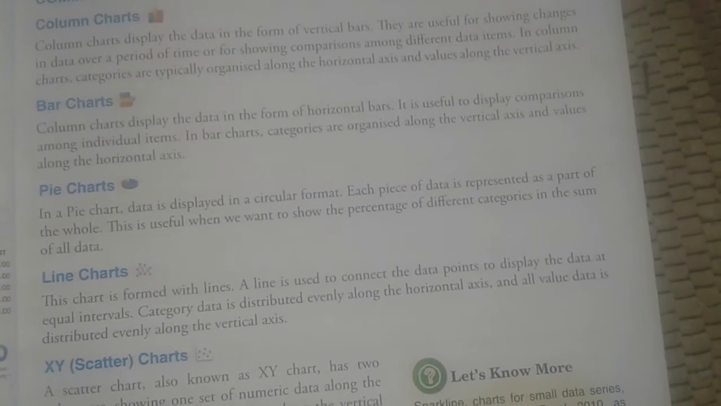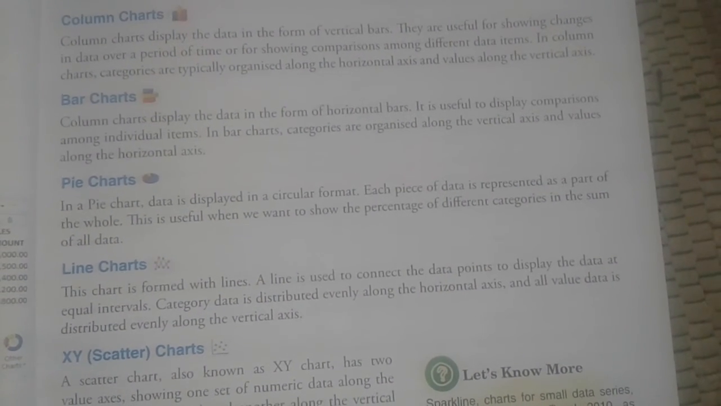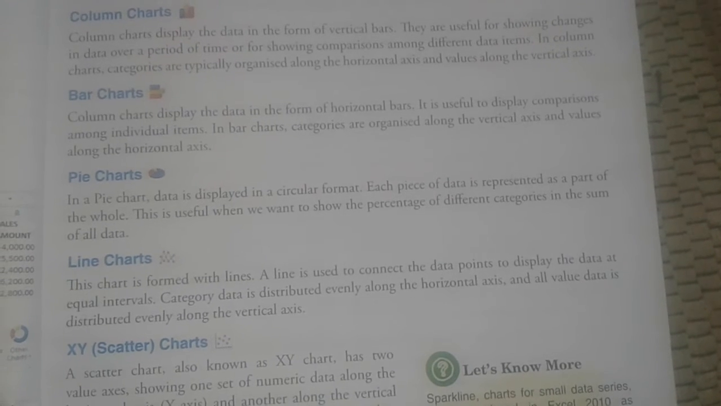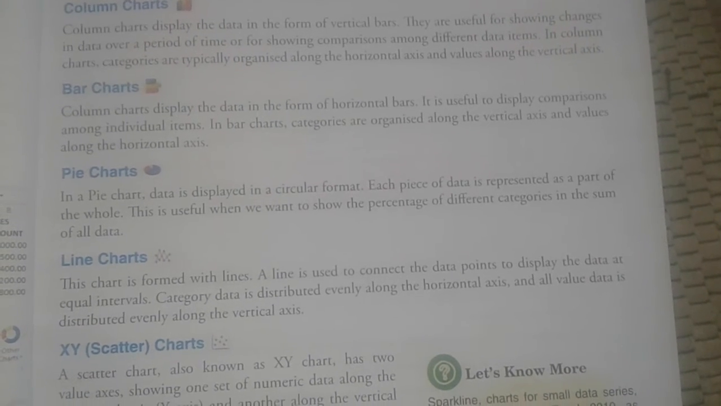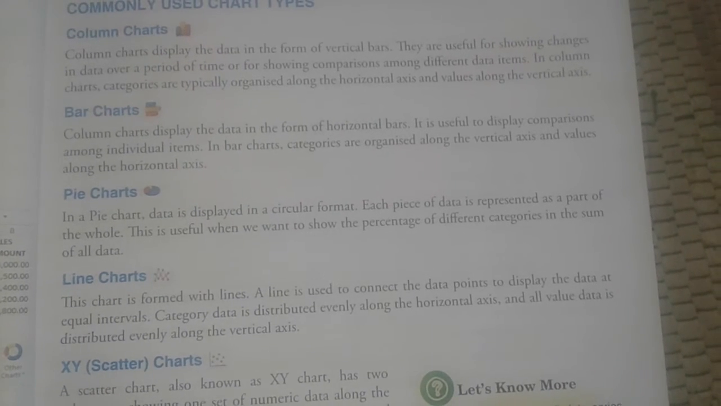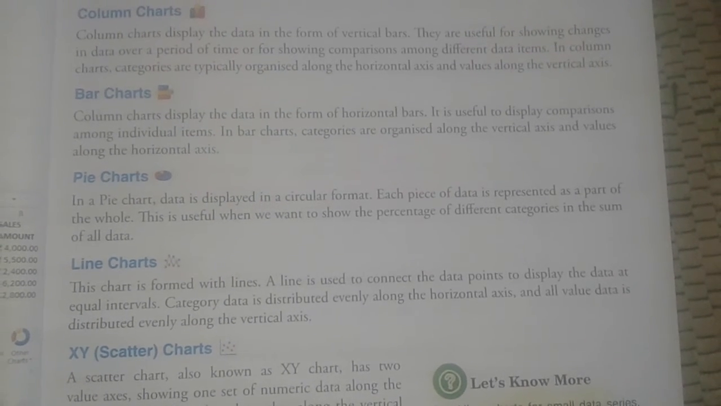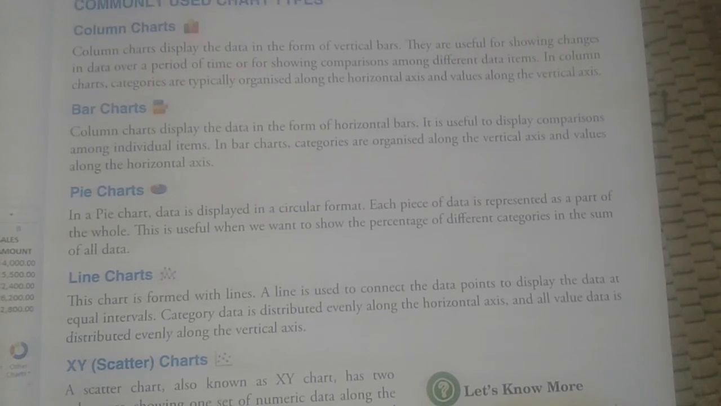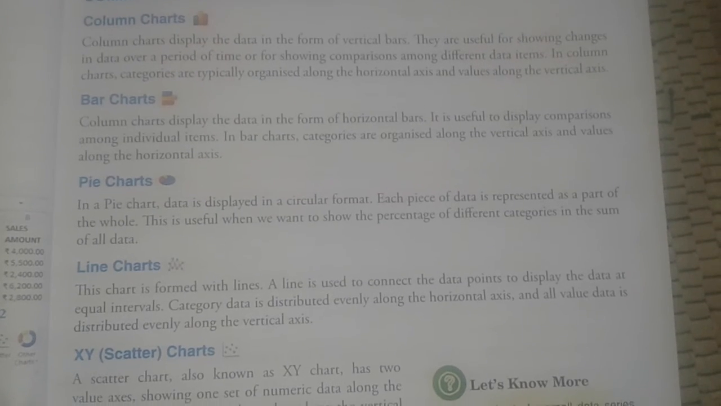So the question arises, what is a column chart? Column chart displays the data in the form of vertical bars. They are useful for showing changes in data over a period of time or for showing comparison among different data items. In column charts, categories are typically organized along the horizontal axis and values along the vertical axis. This one is called the column chart.